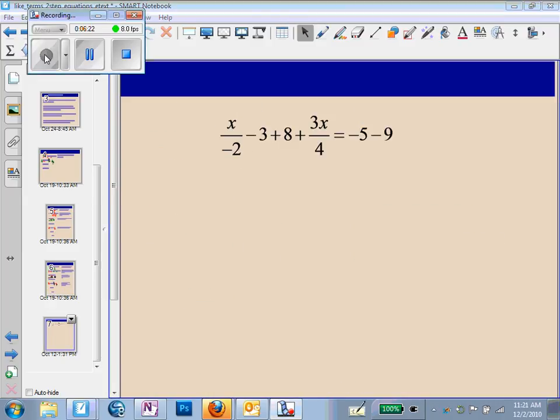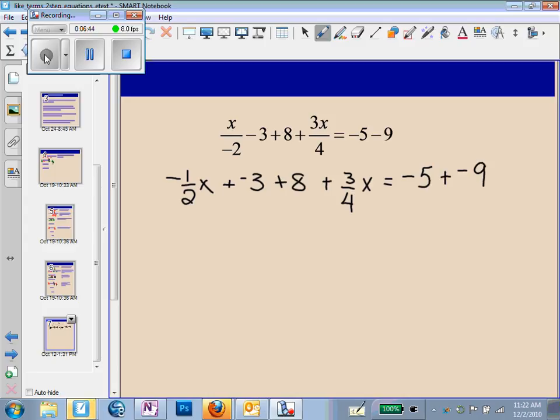Our first step is to always change division and multiplication and subtraction to addition. So this is going to become negative 1/2 times x plus negative 3 plus 8 plus 3/4 x equals negative 5 plus negative 9. All I did was change subtraction to addition and division to multiplication. Now I'm going to add all of my like terms. I have negative 3 and 8 that are constants, and negative 5 and negative 9 that are constants to be added. I also have negative 1/2 x and 3/4 x that need to be added.